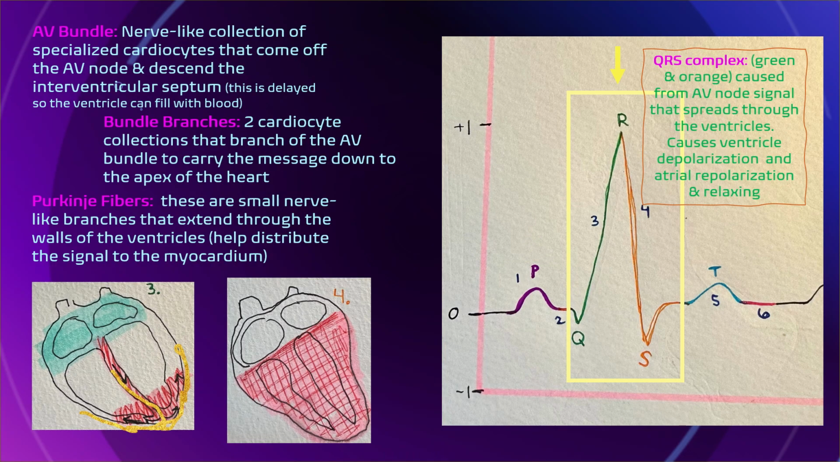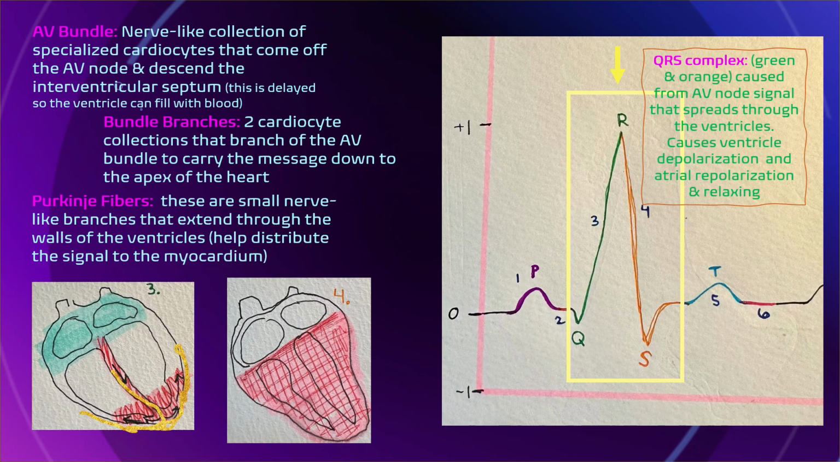So here I am showing the QRS complex. That's that second really big bump in the graph. This is caused from the AV node signal that spreads throughout the ventricles. This causes the ventricles to depolarize and the atria to repolarize and relax. So you'll see that on those bottom left two photos.